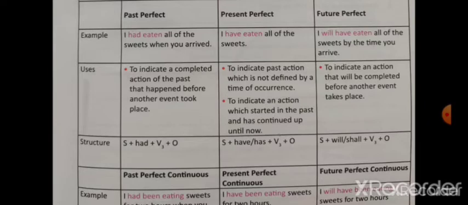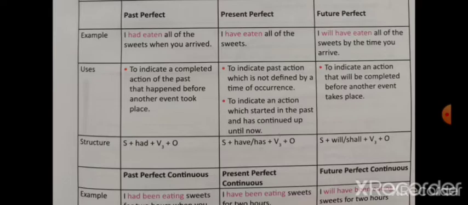Now this indicates that something might happen in the near future, at this point of time when you come, to indicate that an action will be completed before another point taking place. Since in this sentence there are two events taking place: first, that he will have eaten all the sweets; second, you will arrive. So there are two events that would be taking place in the near future. So it indicates that the first event will have been completed before the second event takes place.